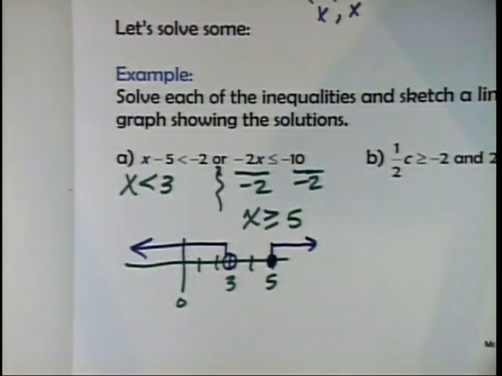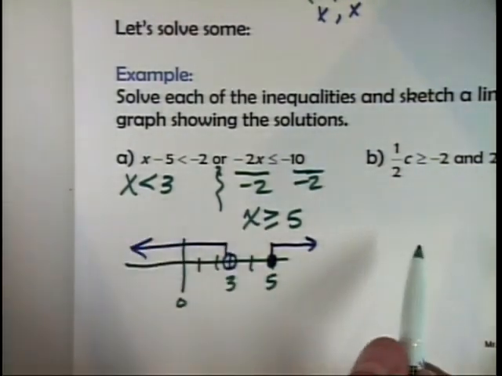Now notice you can clearly see that this is a disjoint or a disjunction. The values are going away from each other.